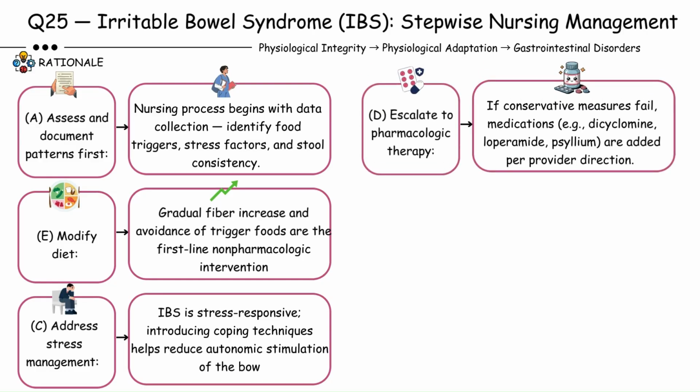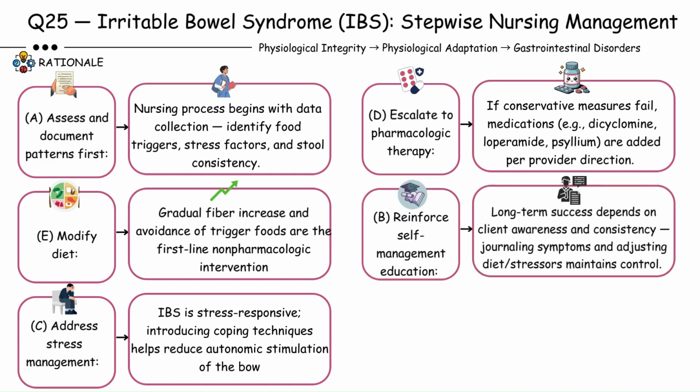Step 4. Collaborate about pharmacologic therapy if symptoms persist. Only after diet and stress interventions have been tried and are not enough, we move to medications in collaboration with the provider. These may include antispasmodics like dicyclomine for cramping, bulk-forming agents like psyllium for stool regulation, antidiarrheals like loperamide for loose stools, sometimes low-dose antidepressants for visceral hypersensitivity. This is escalation, not the starting point.